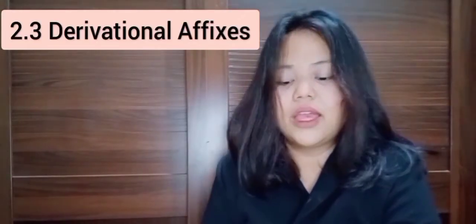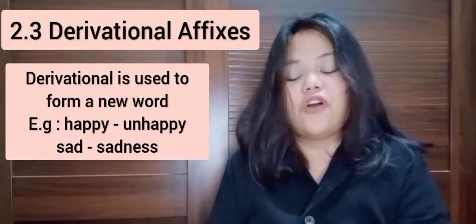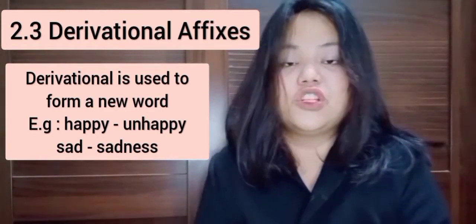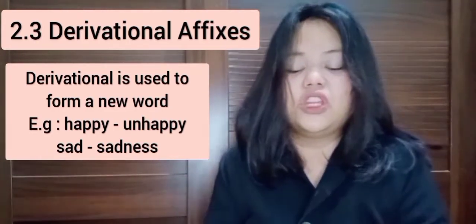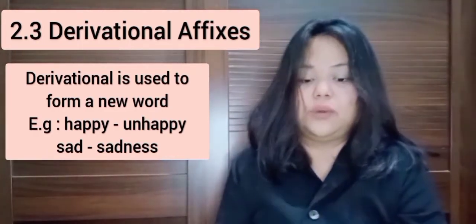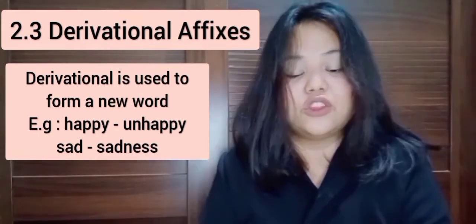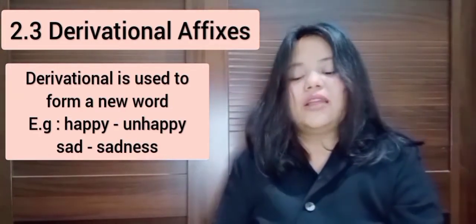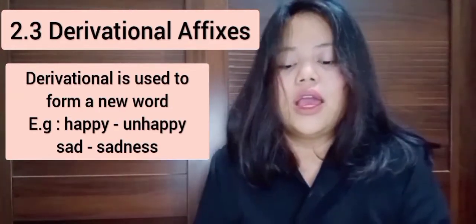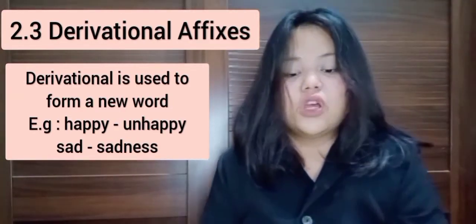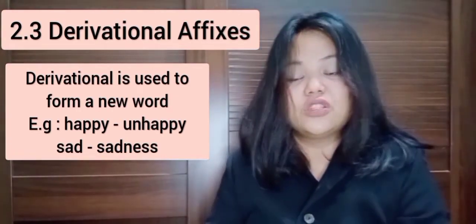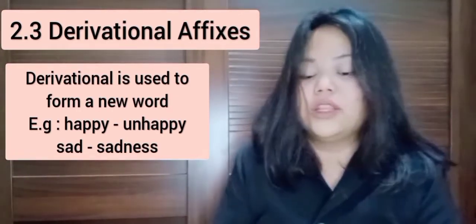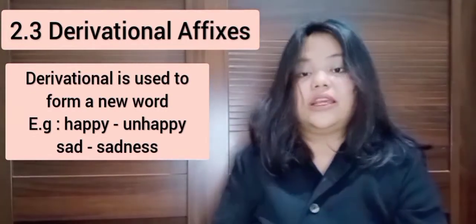Now, derivational affixes. The definition of derivation. Derivation is used to form a new word, for example, happy becomes unhappy and sad becomes sadness. According to Lieber, 2009, page 64, a derivational morpheme uses a bound morpheme to make a new word of a different grammatical category from the stem.